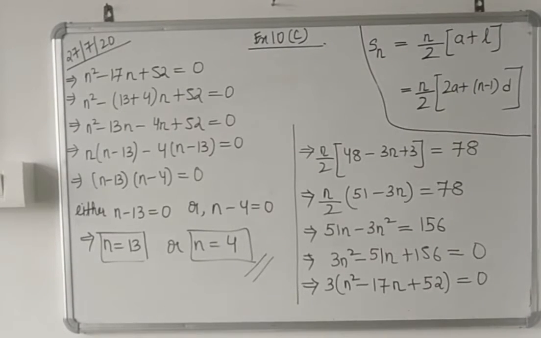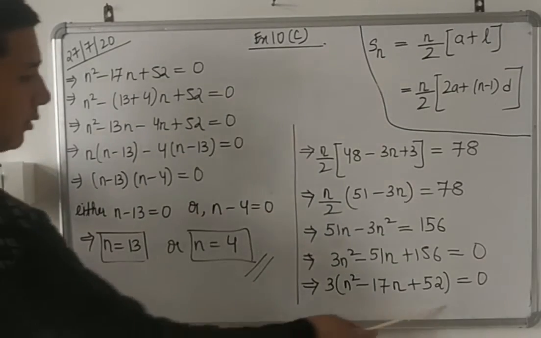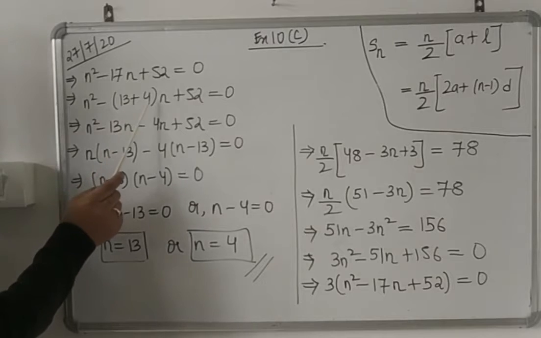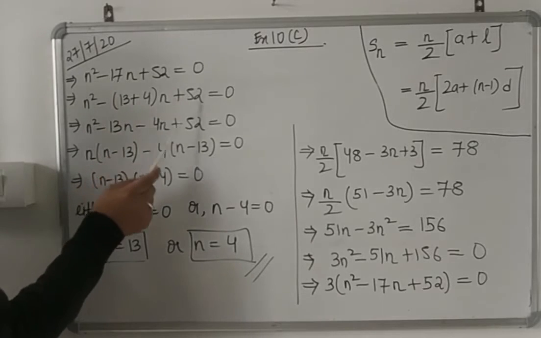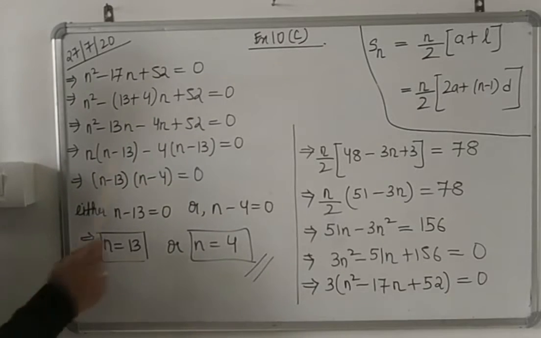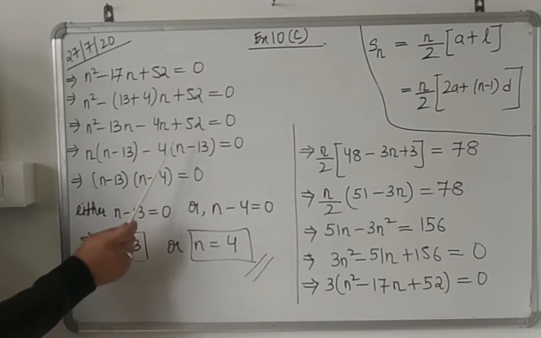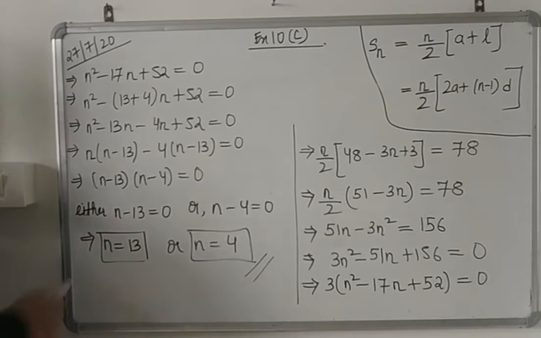Okay, now this part is very simple, quadratic equation, middle term factorization. So 13 plus 4 is 17, 13 into 4 is 52. We know this, everyone knows this, isn't it? Now open the bracket and take out the common factor. n is common, n minus 13, minus 4 common, n minus 13. So n minus 13 is the common factor out here.